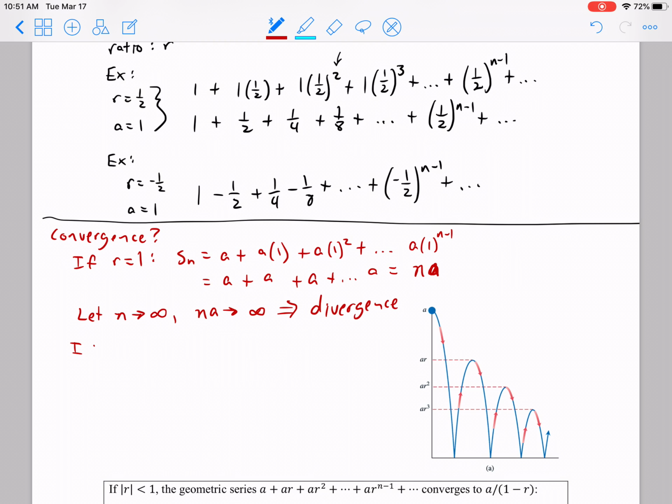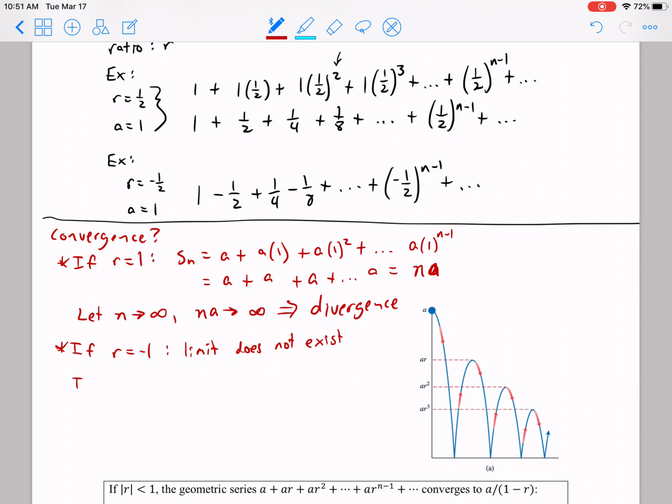Second situation here: if r equals negative 1, then this thing's going to bounce around, and we're going to end up getting a limit that does not exist. If you think about it, we're going to get a minus a plus a minus a plus a minus a, and it's just going to bounce back and forth between those.